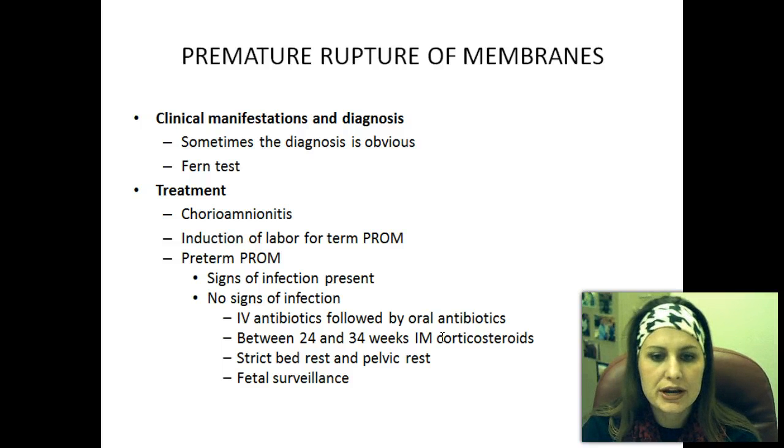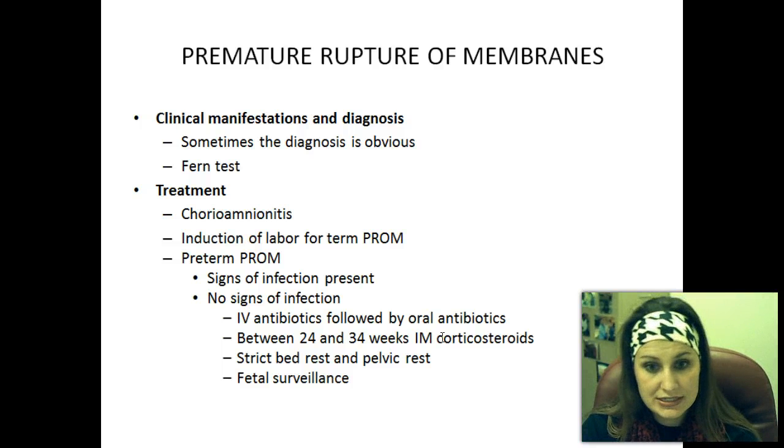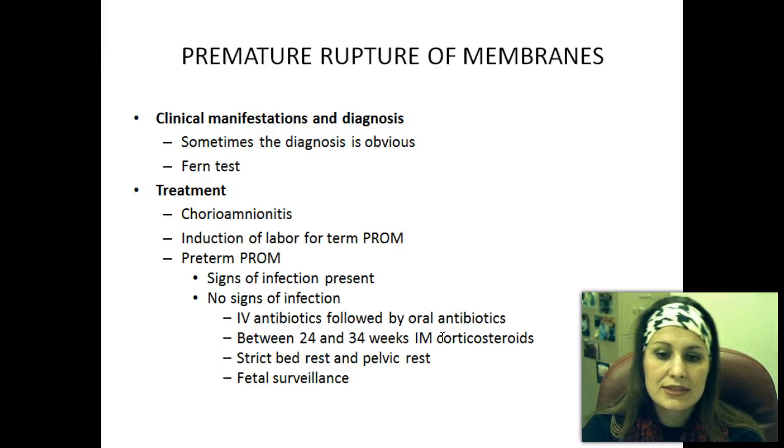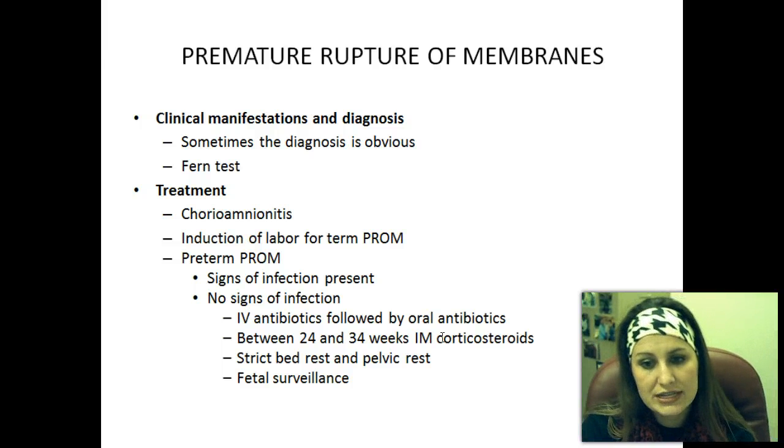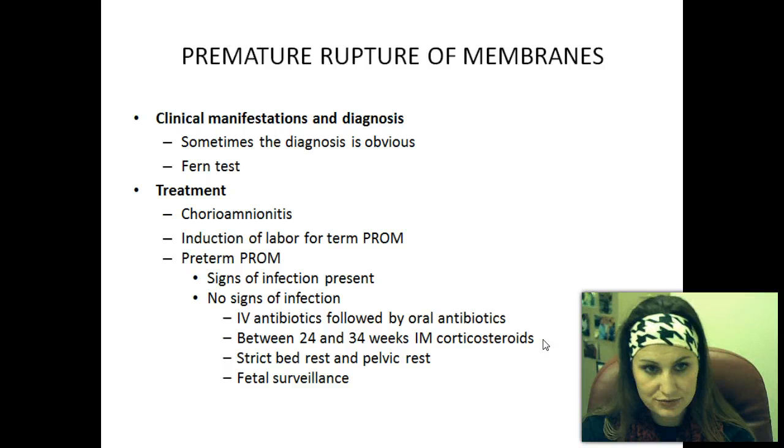What are we going to do for her? First, we're going to look to see if there are any signs of infection present. If there are no signs of infection, then we're going to give IV antibiotics followed by oral antibiotics. And the reason we're going to do this is all prophylactic. Then between 24 and 34 weeks, we're going to give her IM corticosteroids. And the corticosteroids are not so much for the mom, but for the baby to mature those lungs.